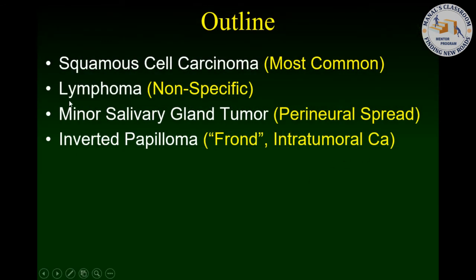So far, what have we talked about? We talked about squamous cell carcinoma, which is the most common. We talked about lymphoma, which has nonspecific findings. If we see perineural spread, we think of minor salivary gland tumors. If we see a tumor that has a frond-like enhancement or has intratumoral calcification, then we want to think of inverted papilloma.